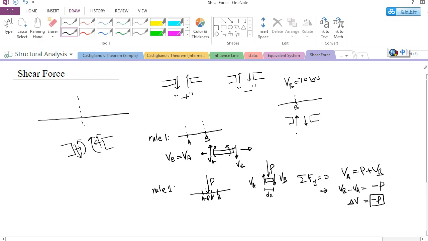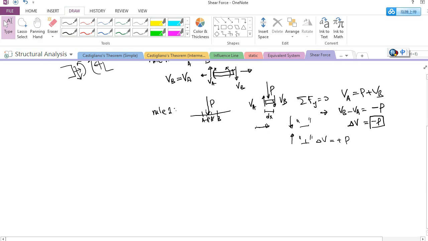If you walk in this direction, the difference between the shear at the right side and the left side is P. Whether this is positive or negative depends on the direction of the arrow. If the force pushes you down, it is a negative sign. If the force pushes you up, then it's positive. That means if P is like this, delta V will be equal to positive P.